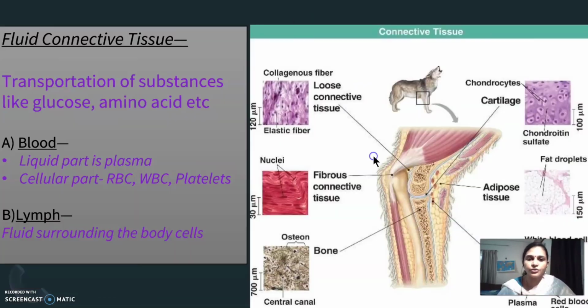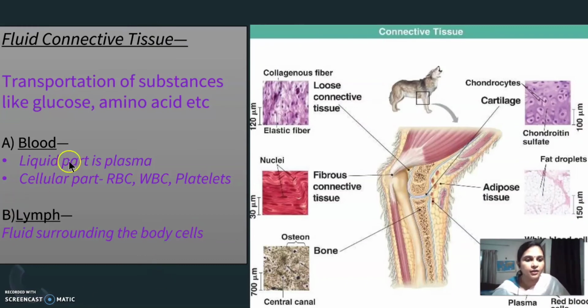So I am just going to fluid connective tissue. And fluid connective tissue consists of blood and lymph. Okay, this fluid connective tissue consists of blood and lymph. What is the use of fluid connective tissue? It mainly does the transportation of substances like glucose, amino acids, oxygen, etc. Okay, the fluid connective tissue, example is blood and lymph. It transports the glucose, amino acid, oxygen, etc. in our body. Okay, next let's learn the two types, blood and lymph.